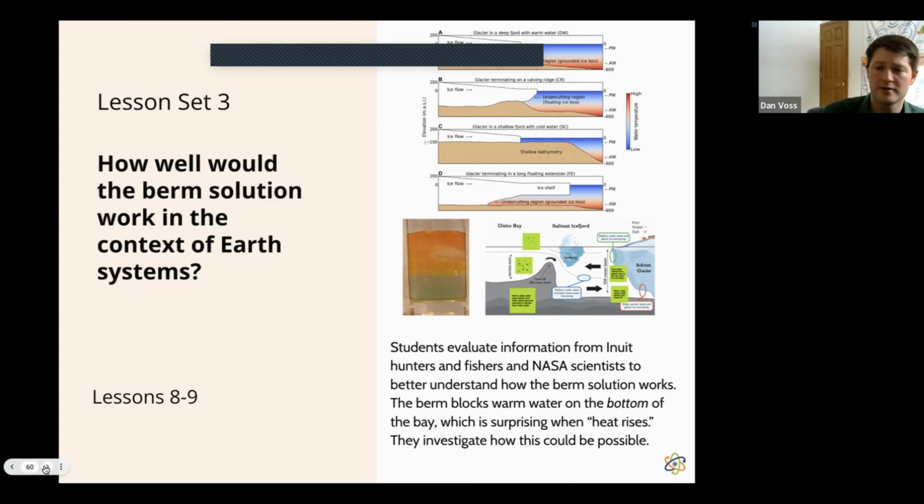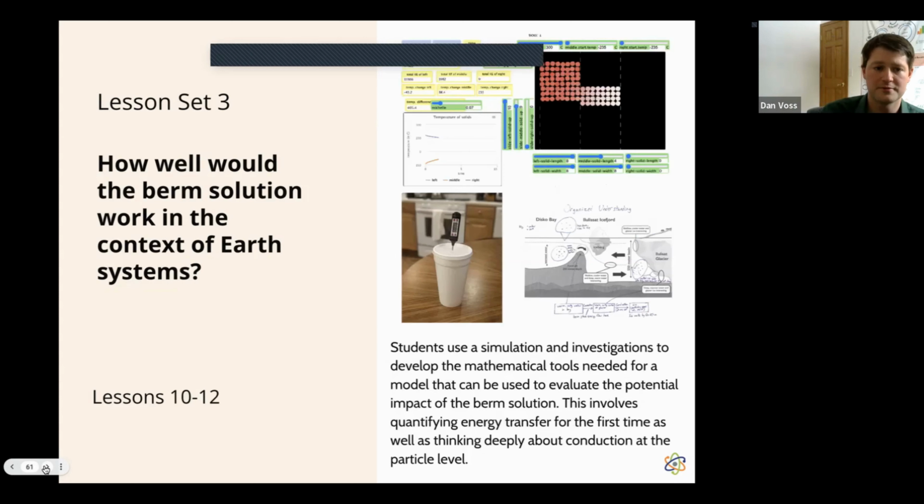And then moving from there, we're actually able to do more investigations to determine how well that berm solution could work and make some predictions about, like, would it actually prevent ice melt? And so doing that, we have sims, we have hands-on investigations in lessons 10 and 11, which allow us to develop a mathematical model, which can help us predict energy transfer that is prevented due to the berm.